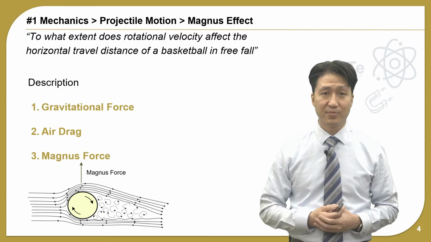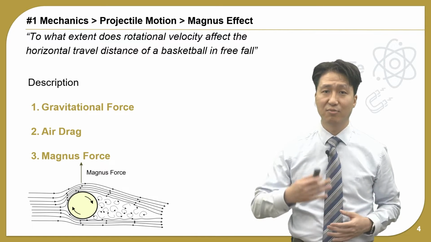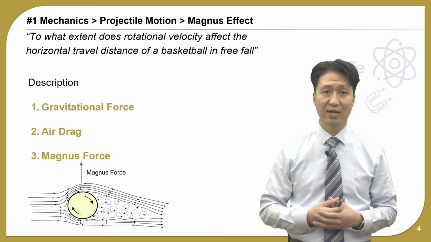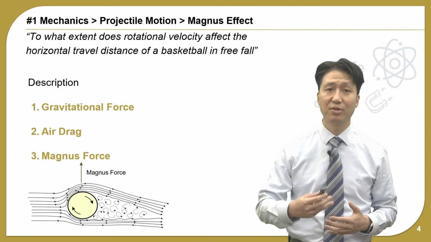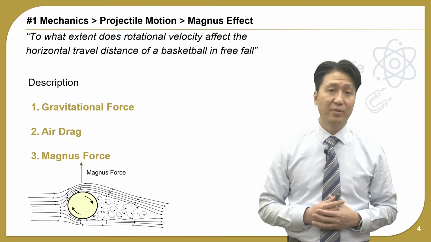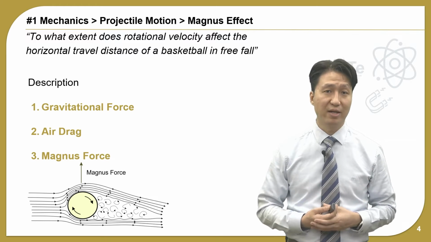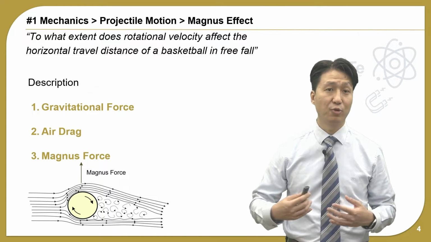So first of all, we have a research question pertaining to mechanics, projectile motions, specifically the Magnus effect. And it reads, to what extent does rotational velocity affect the horizontal travel distance of a basketball in freefall? Now, one comment I would like to make here is it doesn't have to be a basketball. If you use a lighter object, the effect will be more noticeable.